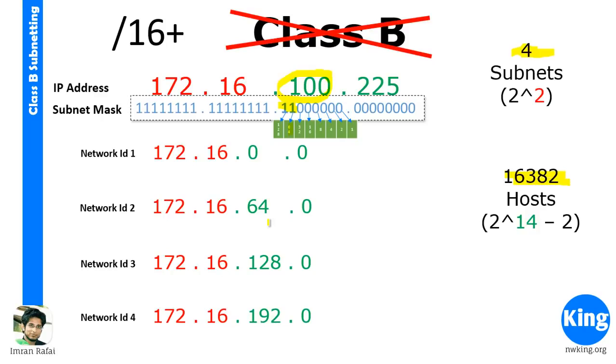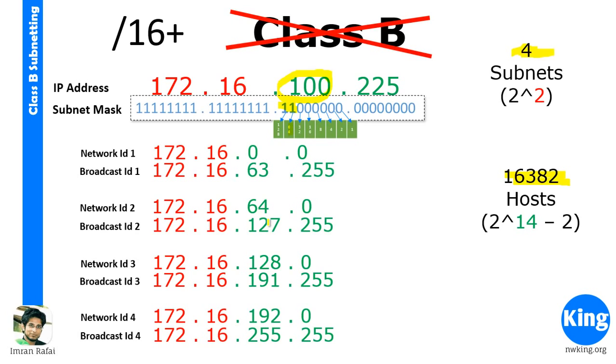63.255. The reason I'm stressing this is the most common mistake students make. 64.0 minus 1, they do 63.0, which is wrong, and they lose a lot of marks. Don't do that. 64.0 minus 1 is 63.255. The broadcast ID for the second network is 127.255. Third is 191.255. Fourth is 255.255, because that's the last network, and like we know already, the last network's broadcast ID is going to make everything 255.